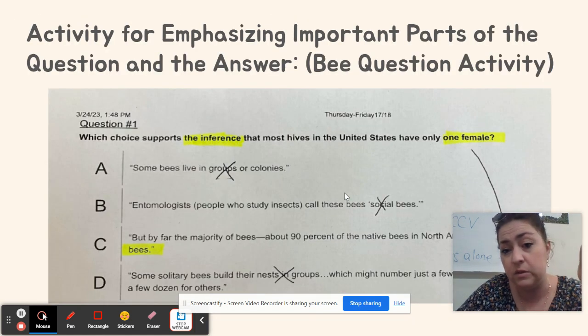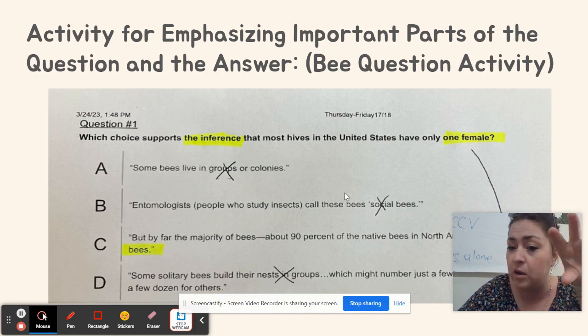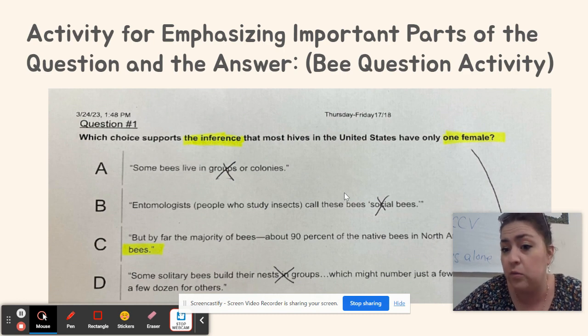So one of the things that I've noticed is I'm still noticing a gap, and especially when I look at the CDA results and things like that. Some of them, especially for more abstract questions, the kids really need to work on focusing on attacking a question. So for example, this is one I did in one of my small groups recently that really threw them off. It says, which supports the inference that most hives in the United States have only one female? And they kind of looked at me like, what? So I said, when you think about this question, what is the thing you're actually looking for? What is the thing you need to find evidence about?